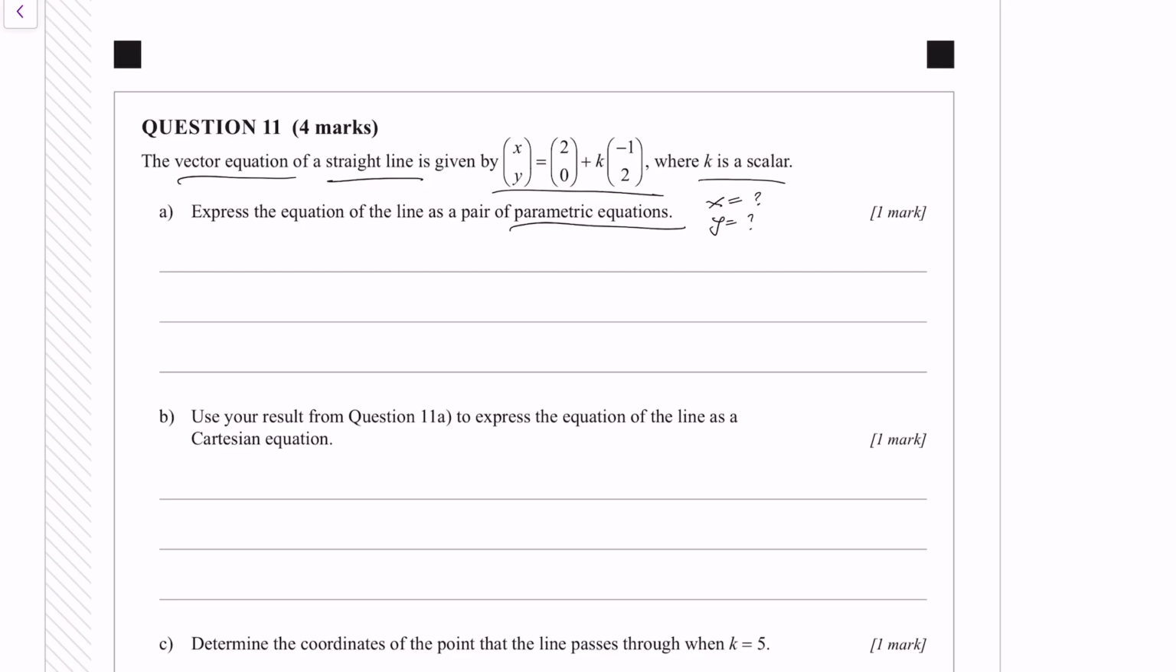And so in this case, if we think about this equation of the straight line, we have x as the top part of the vector. So x is equal to 2 plus k times -1, which we can just say as 2 minus k. Okay, so we write that x equals 2 minus k. And then similarly on the y bottom part, we have y equals 0 plus 2k. So y equals 2k there. Okay, and that is our mark.